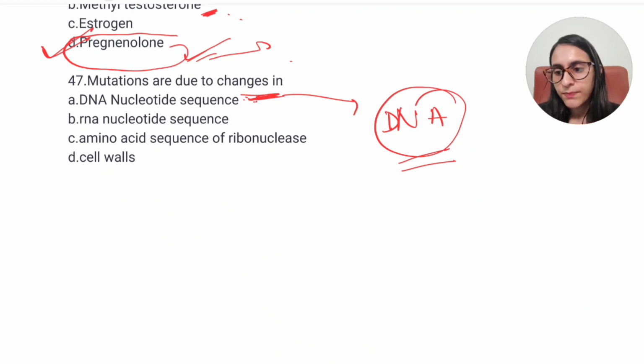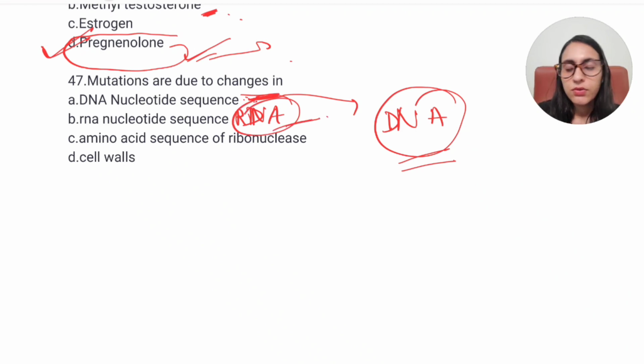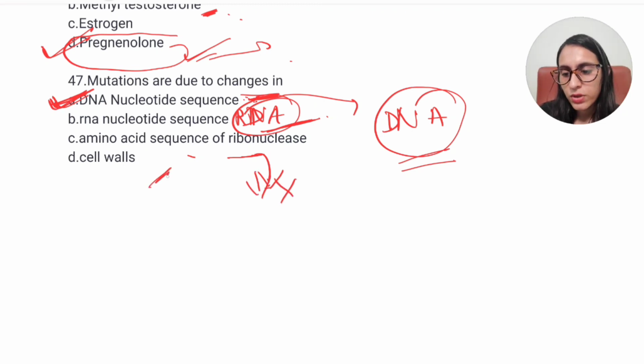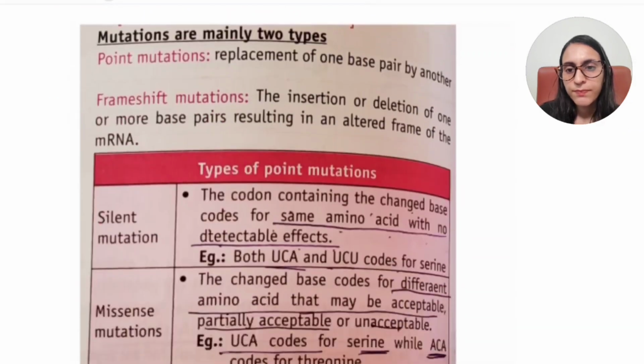RNA nucleotide sequence is what we have talked about just now; we talked about RNA, not DNA. So RNA nucleotide sequence is mutation in the RNA, and mutation that is due to changes in the DNA nucleotide sequence. Then the amino acid sequence of ribonucleases, these are the mutation, and ribonuclease may occur, but not the primary focus of the genetic mutation, and cell walls are not directly related to genetic mutations.